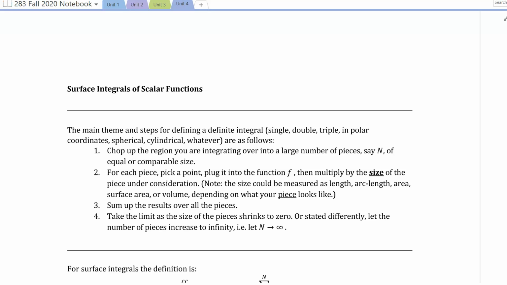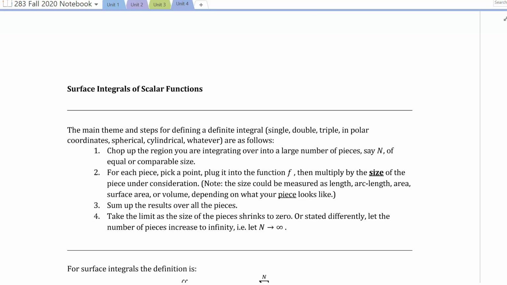And the main steps for setting up any definite integral, as we've seen in our work in Calculus 1, 2, now 3, is to chop up the region you're integrating over into a large number of pieces. For each piece, plug it into the scalar function f and then multiply it by the size of the piece under consideration. And as we've seen in our work, that could represent a length of an interval.